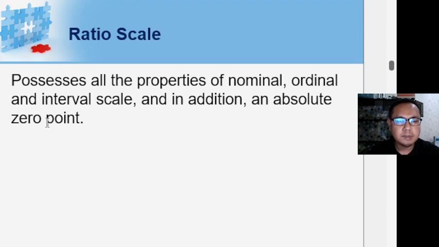And the ratio scale possesses all the properties of the nominal, ordinal, and interval scales, and in addition an absolute zero point. For example, if you want to ask about age, that's an open question about your age, not between 1 to 10, 11 to 20. So you just ask an open question, that means the respondent will give an absolute number.